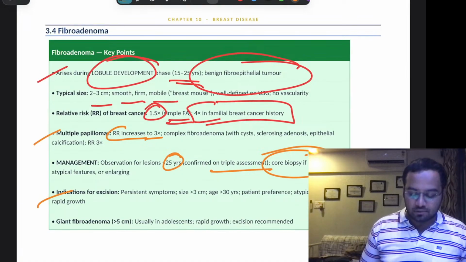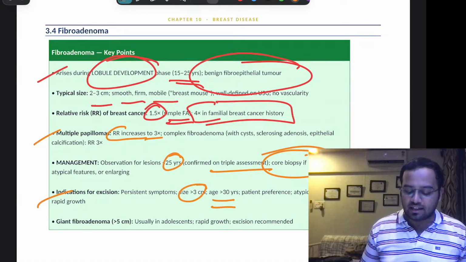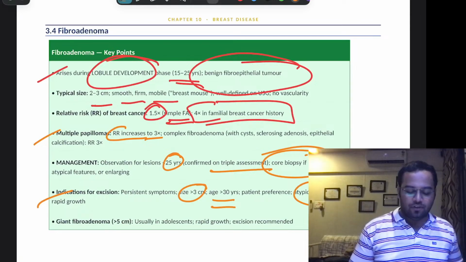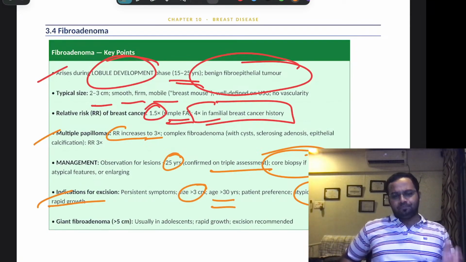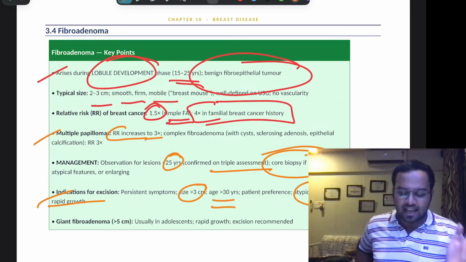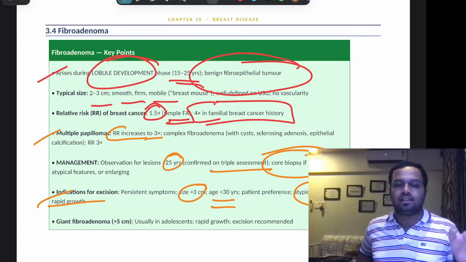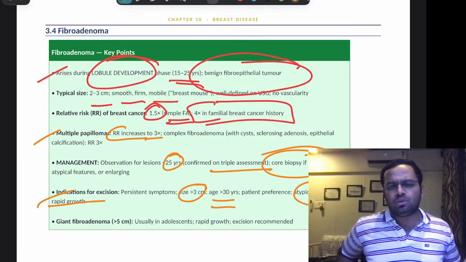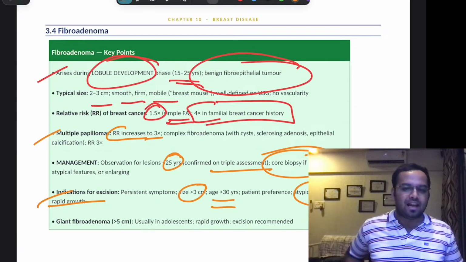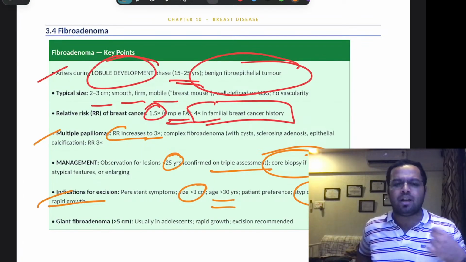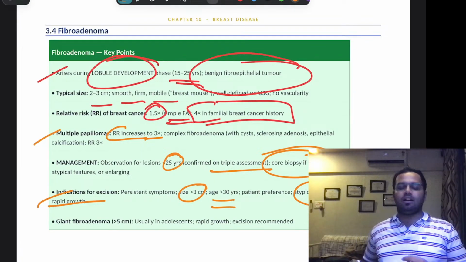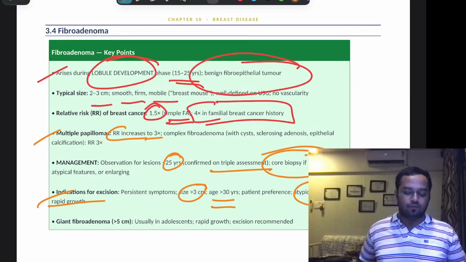Indication of excision is size more than 3 centimeters, age more than 30, or the patient is having atypical features or rapid growth. So whenever age is more than 30, whenever the size is more than 3 centimeters, straight away go for surgery, don't think twice. But if it is less than 2 centimeters, chota lesion hai, young female hai, agar bas problem is with the pain, you can settle it with NSAIDs. If still not ready, she wants to get it removed, then yes, obviously you have to go for surgery.